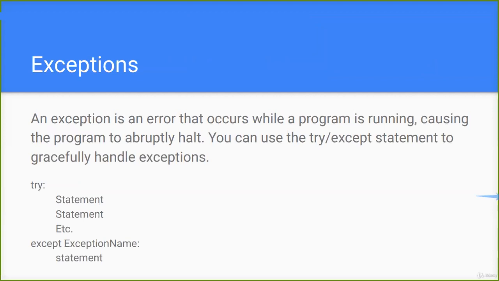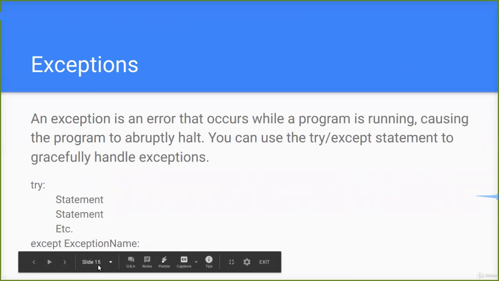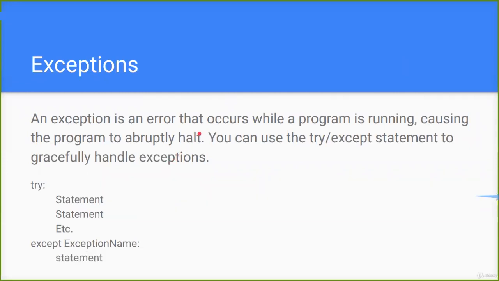Now let us move on to the concept of exceptions in Python. Exceptions are some errors that might occur while running, and it might cause the program to abruptly halt, which means it will stop the execution of a program. Now, in one of the classes we had discussed that there's a difference between interpreted software like Python and compiler type software.